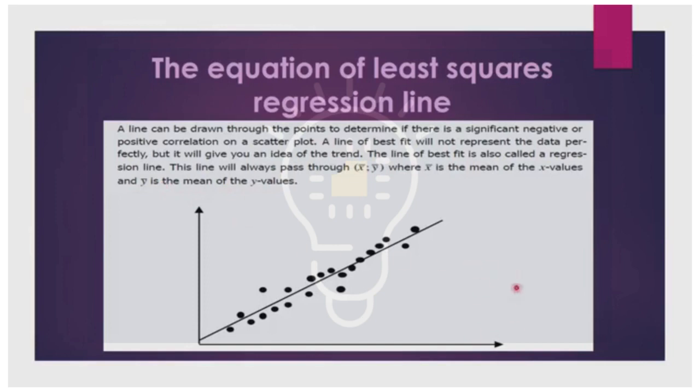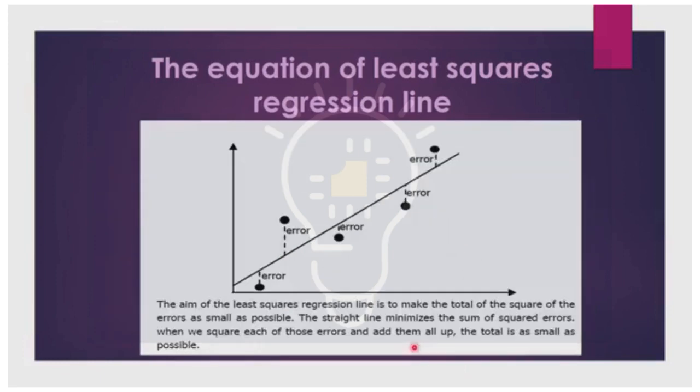So if we look at this particular diagram here, the black dots represent our data set in a scatter plot. If we find the average of all the x values, find that point, and we find the average of all the y values, then we connect this line through that, and that's how we get our regression line, or what is called the line of best fit.